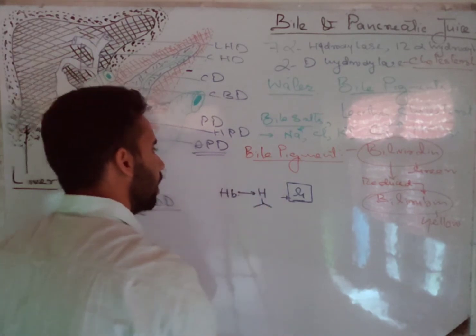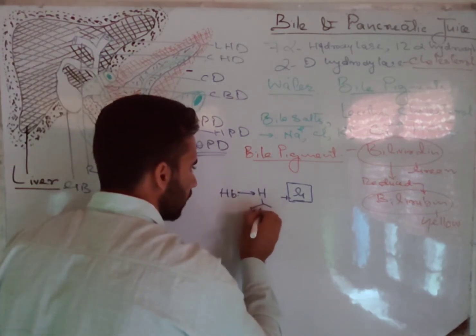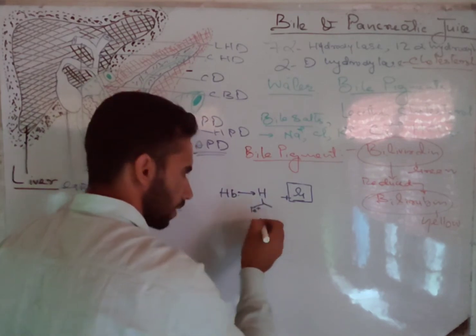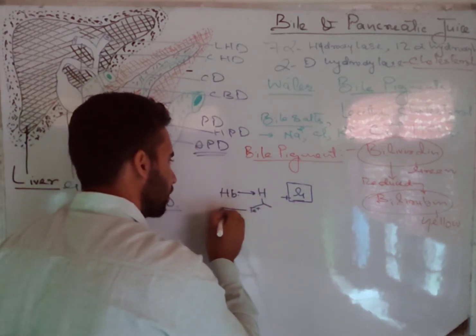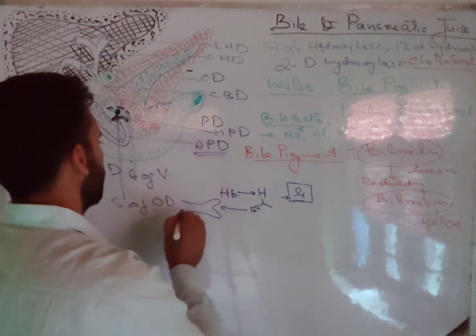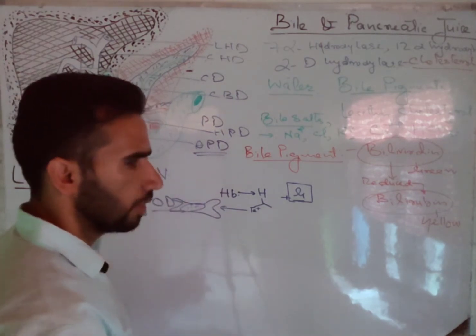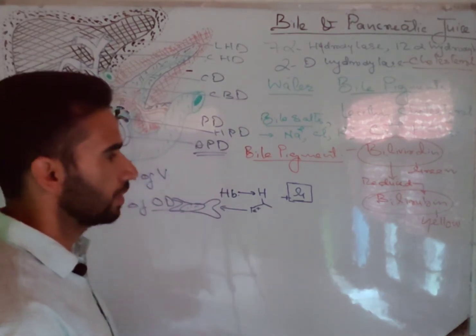In this heme, there is one part, that is iron. This iron will be taken and sent to the bone marrow, isn't it? It will be sent to our bone marrow, where it will be utilized by the pluripotent stem cells for resynthesis of the hemoglobin or the RBCs.